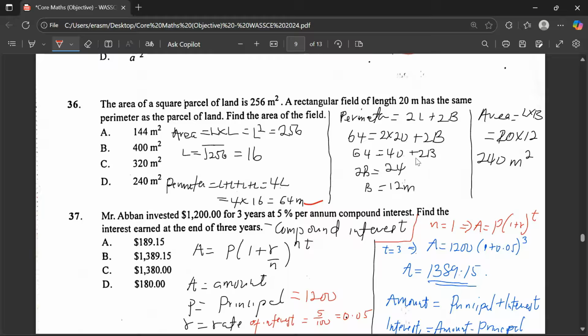So 64 equals 2 times L, which is 20, plus 2 times B. 64 equals 40 plus 2B. Making B the subject, 2B equals 24, and B equals 12 meters. So now we know the breadth. Now, area of a rectangular field equals length times breadth. Remember, we have to find the area of the rectangular field. Now we know the breadth and the length. So that is 20 times 12, and this equals 240 meters squared. That is option D.